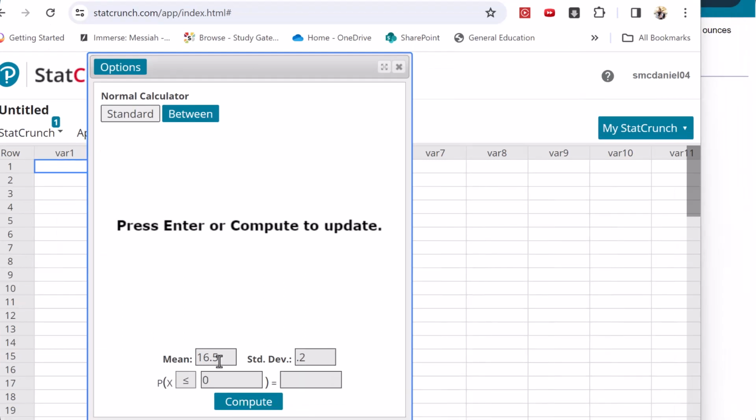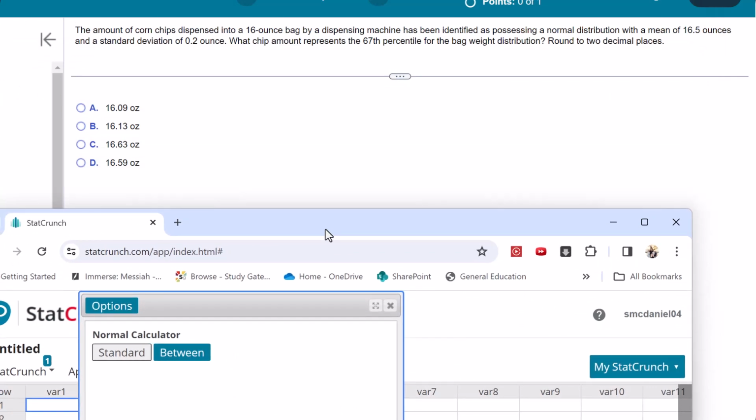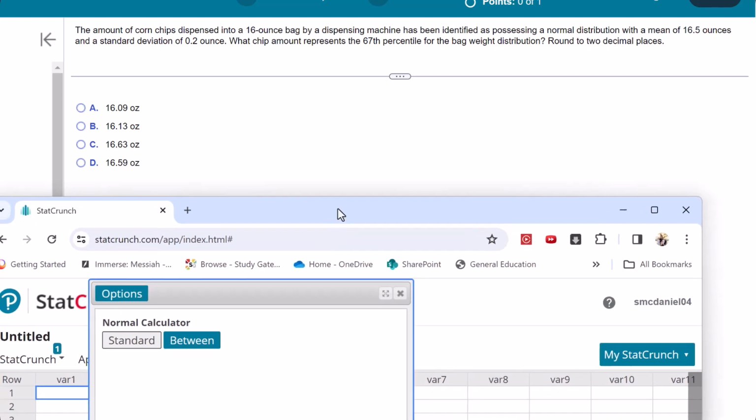And so let's just think, what expectation do we have? If the mean is 16.5, the 50th percentile will be right at that. The 67th percentile is going to be a little bit more than that. So we're expecting something a little bit bigger than 16.5. Even using our choices, we can eliminate these first two right off the bat.